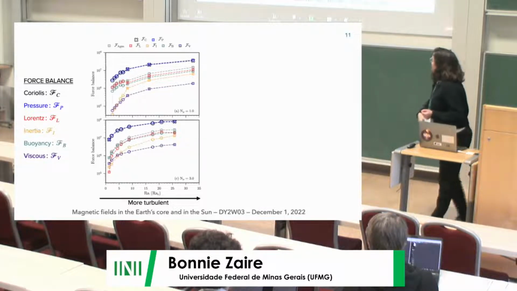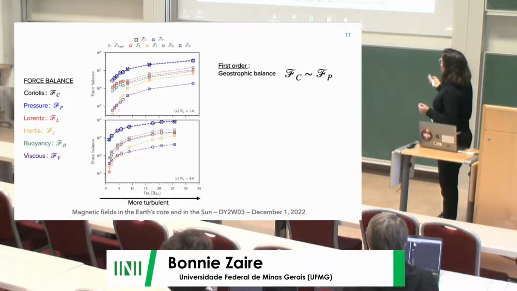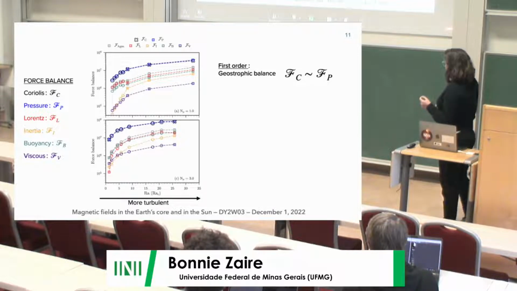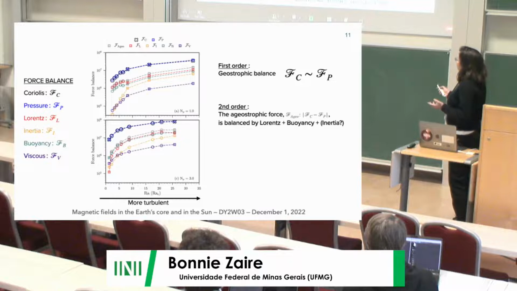So basically what we see is that at first order, Coriolis, which is in black, and the pressure force, which is in blue, are basically matching each other. So we have a geostrophic balance. Then at second order, we have the ageostrophic force in gray here. We can see that it's mainly balanced by the Lorentz force in red and the buoyancy force in green here. And sometimes inertia is playing a role in this.